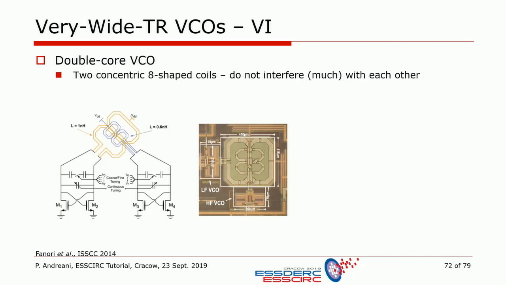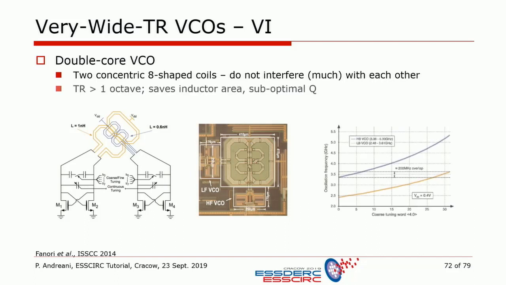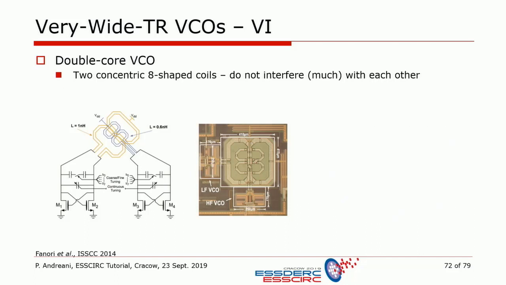Our own take was to have 2 inductors in the shape of an 8, and inside, so you see here, the small one for the high band inside the big one, and rotated compared to each other by 90 degrees. So ideally, they do not interfere with each other.